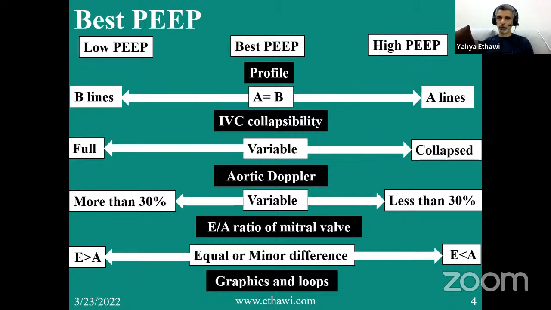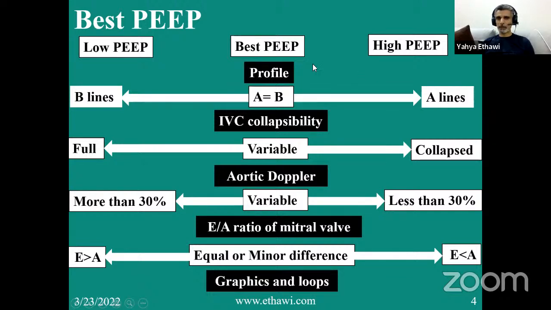So the best PEEP is when you get away from the unsafe zone of ventilation, which is under ventilation and over ventilation. And usually I go with an opening pressure of double the PEEP. So if I am less than or more than double, probably I am not in the best PEEP position. With lung ultrasound, the lower the PEEP, the more you'll get a B dominant profile, and the more A lines you get with high PEEP.